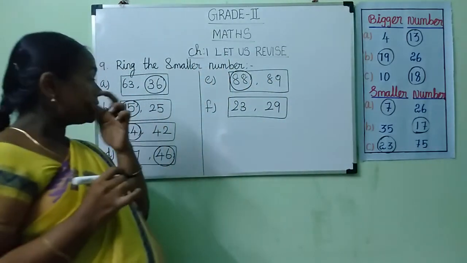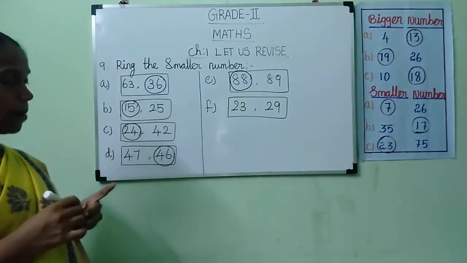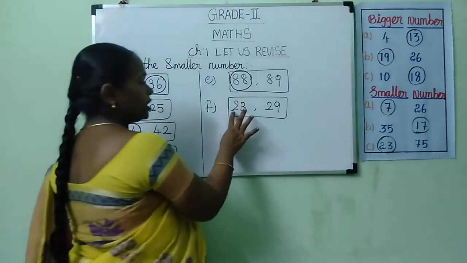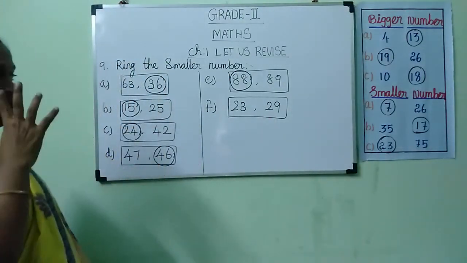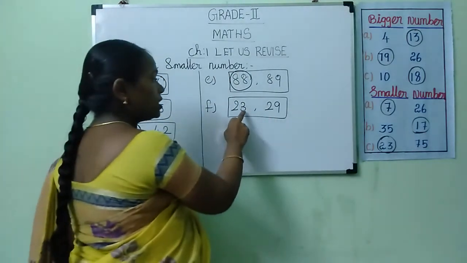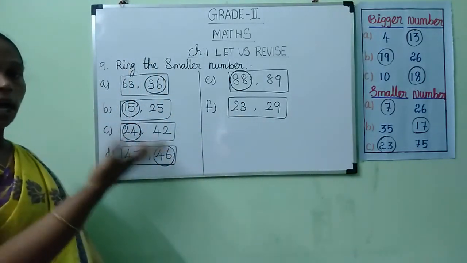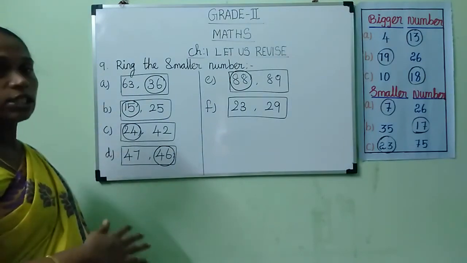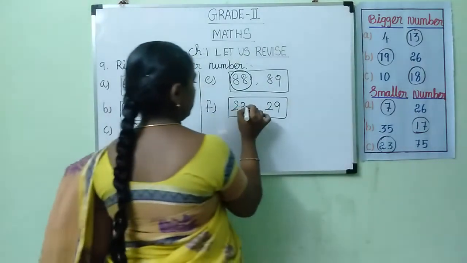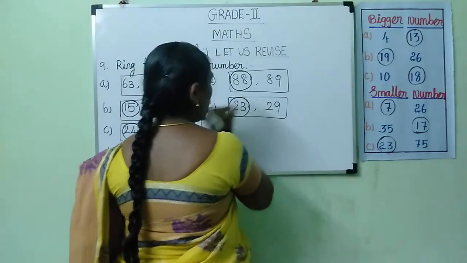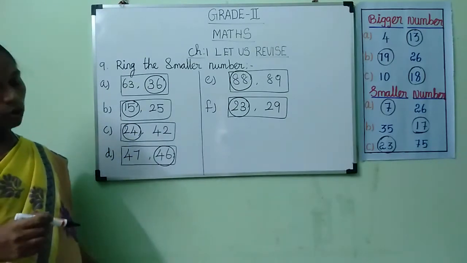Okay. Next sum, 23 and 29. Which number is a smaller number? First see the tens place, 2 and 2. Both numbers are the same. So see the ones place, 3 and 9. So which number is a smaller number? 3 or 9? Yes, 3 is a smaller number. So you should put the circle on 23. Are you clear children how to write this smaller number? Okay.